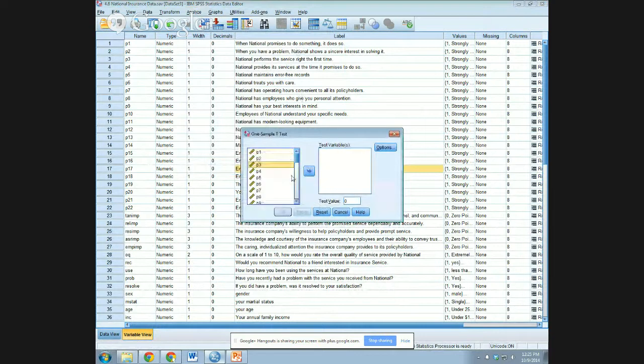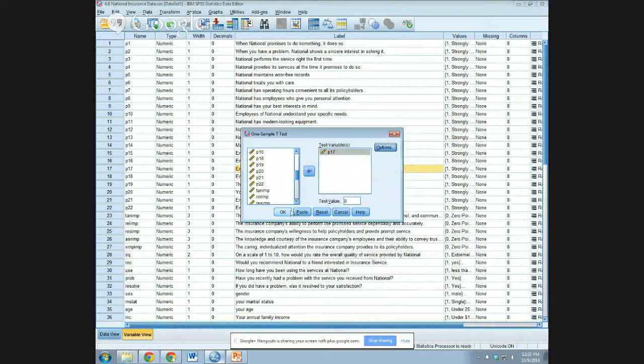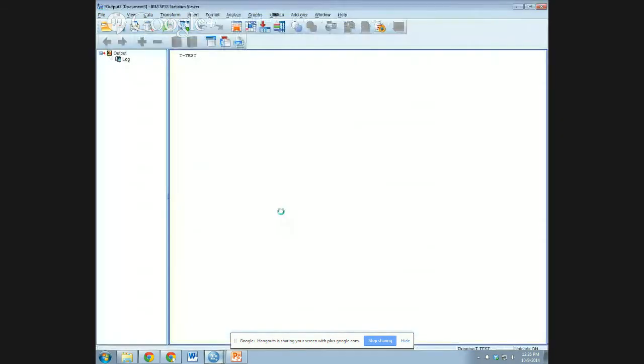Going to show the names of the variables. And if I go to options, it gives me my confidence interval, but I'm not going to do anything with that right now. If I have in my hypothesis a value that I want to test it against, I can enter that here. I actually don't know what the population mean should be, so I'm going to leave that alone for now. But if I know, or if I have a hypothesis about the population mean, I enter that here. And then I click OK.